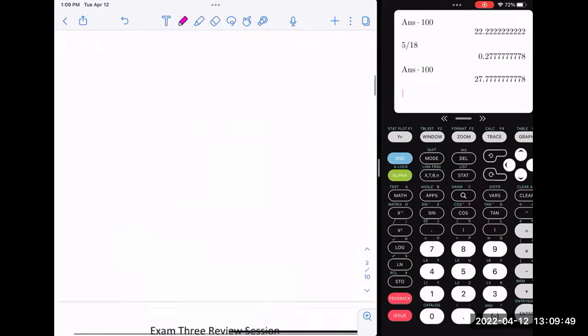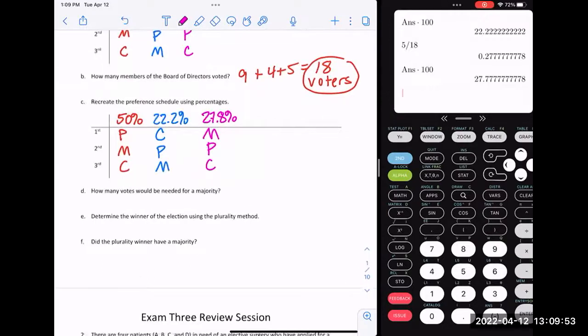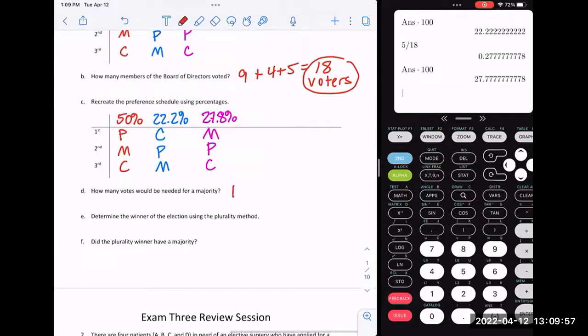So what I would do is I would just say, okay, how many voters did we have? We had 18 voters. So if I take 18 and divide that by 2, divide that in half, that would be 9 voters. So 9 voters would be half, but since majority means more than half, I would need to go up to the next whole number. So in this case, we would actually need 10 votes for a majority.